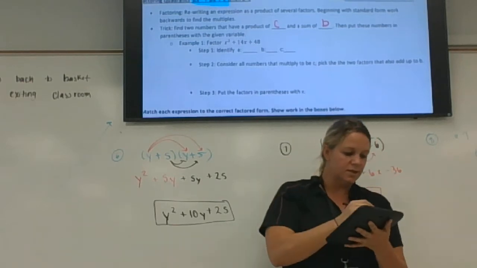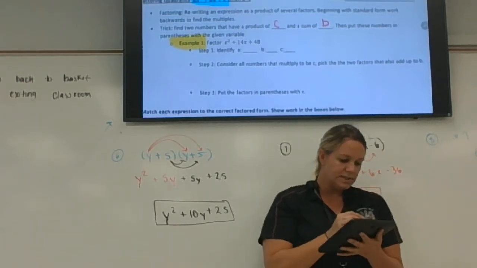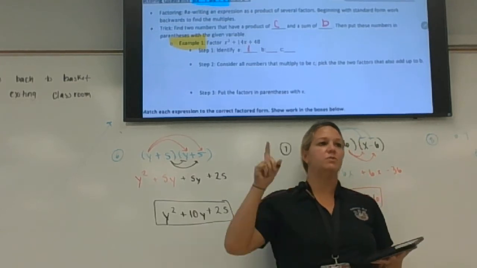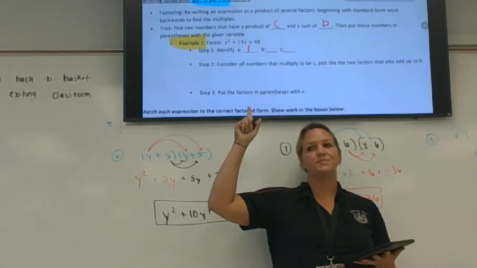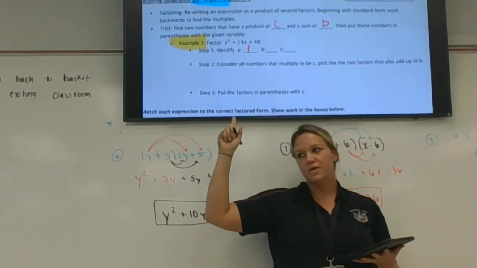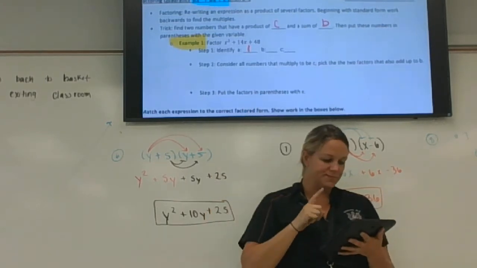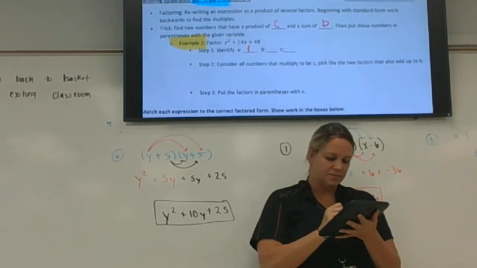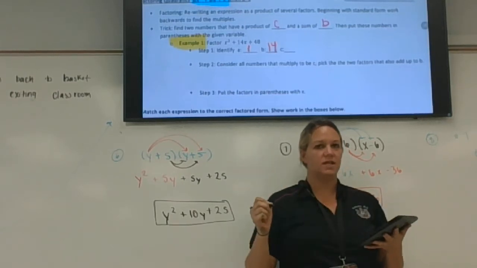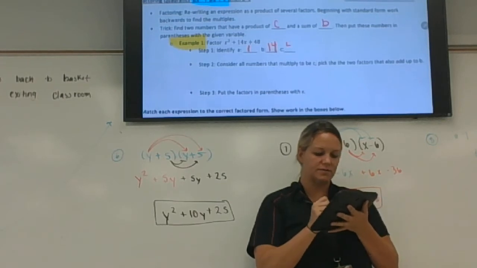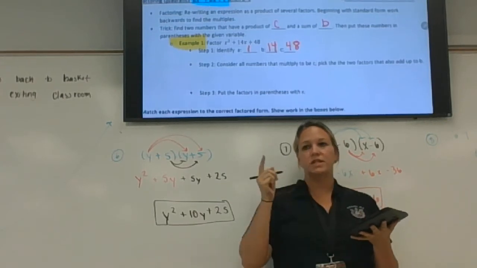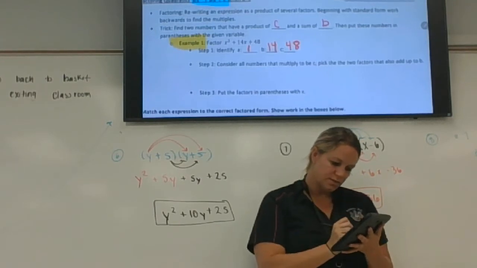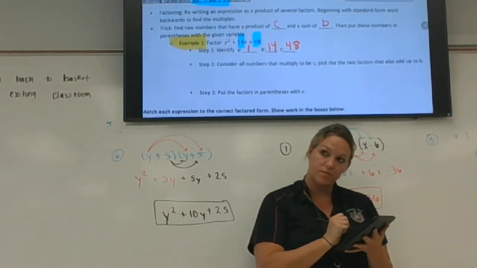So in our first example, let's identify A, B, and C. A is invisible. There's an invisible 1 in front. When there is no coefficient, you've got your invisible 1. What's B, you guys? 14. And what's C? 48. So it's the 14 and 48 that are important. Here they are if you didn't see them.